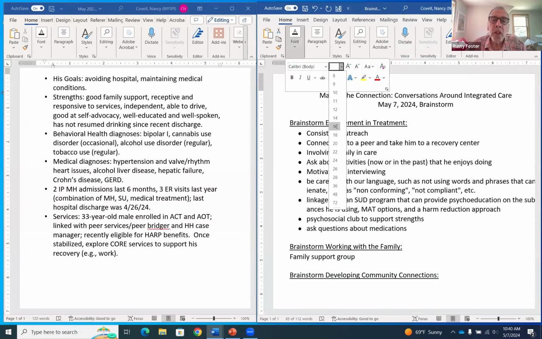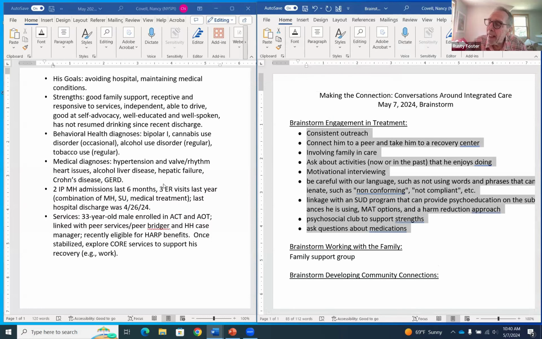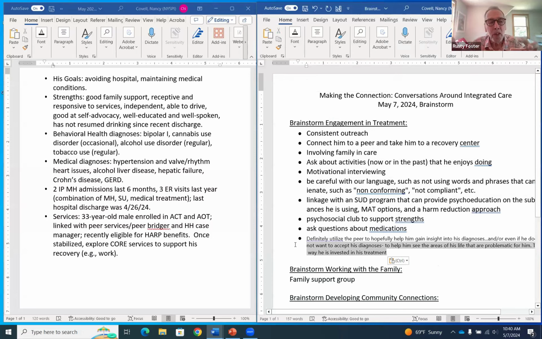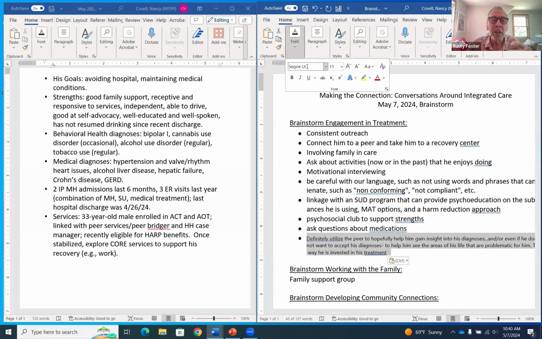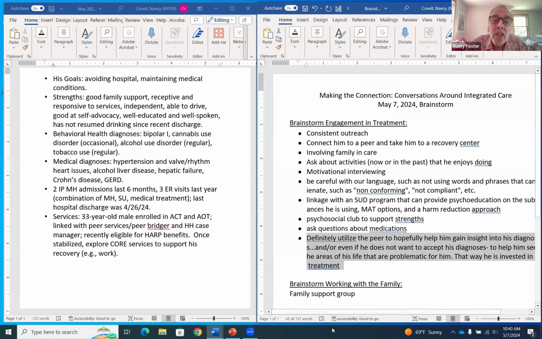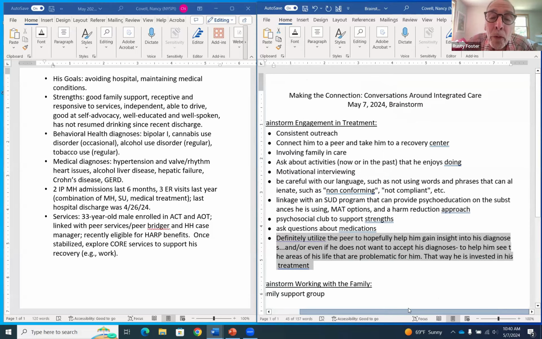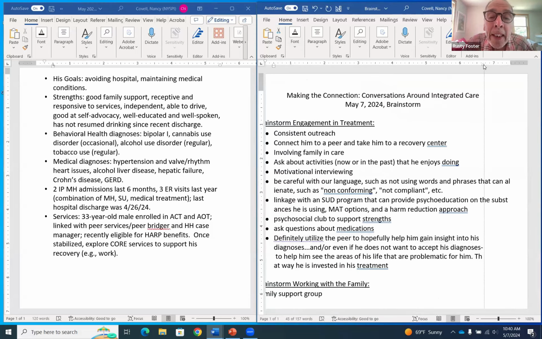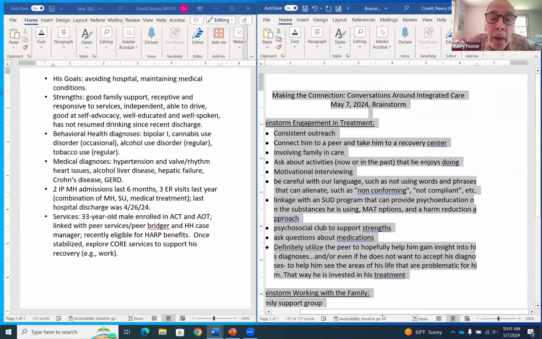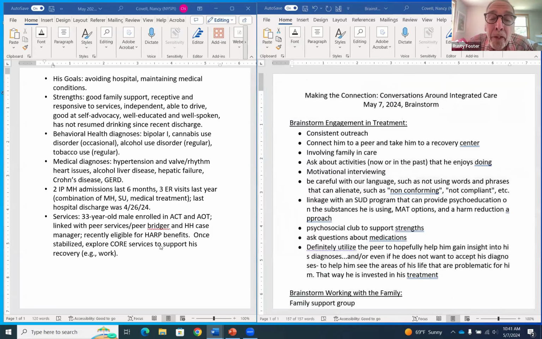Right, and motivational interviewing is very person-centered. So it's letting the person drive the process more than us taking charge. Thank you, Dr. Langer, because when we say motivational interviewing, that's a very large concept because it includes lots of different skills. Catherine Simpson said consistent outreach. Okay. Robert Growling, this is where we left off when I minimized my Zoom by mistake. Connect him to a peer and take him to a recovery center. Thank you, Robert. Danielle said involving family in the care.